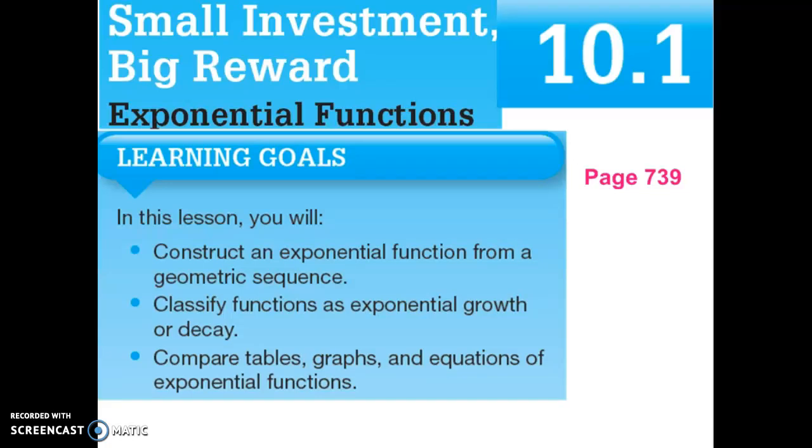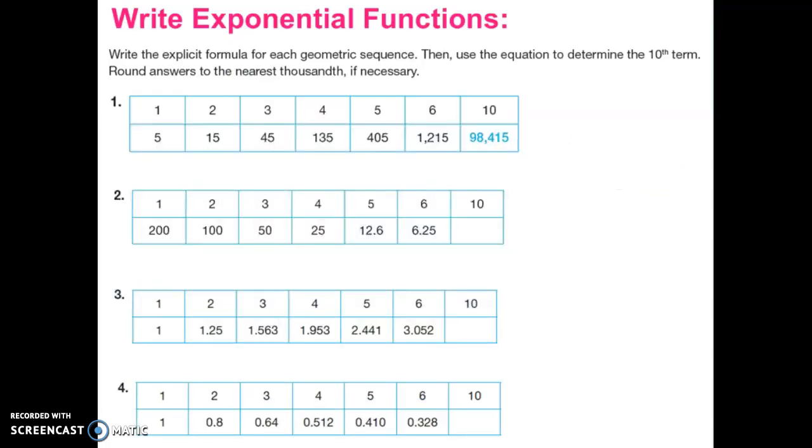So we're just going to start with the first bullet point in this video, which is writing an equation from a sequence. Back in chapter 1, you looked at tables of numbers. Here you have 4 tables of numbers, and the first row is just 1 through 6 and then 10. The directions say write an explicit formula for the geometric sequence. Then use the equation to determine the 10th term. Round your answer to the nearest thousandth if necessary.